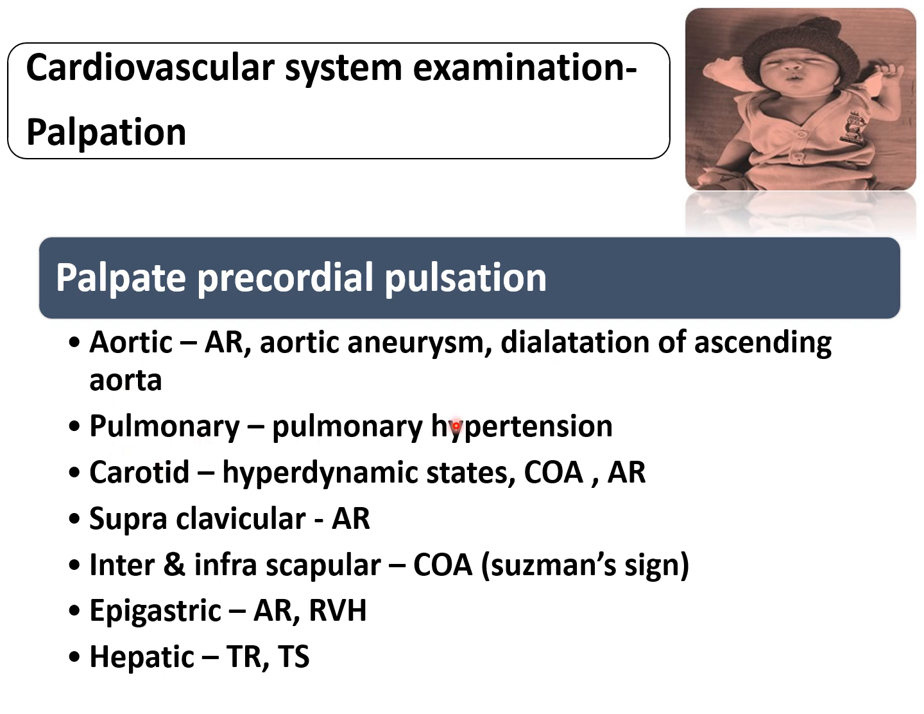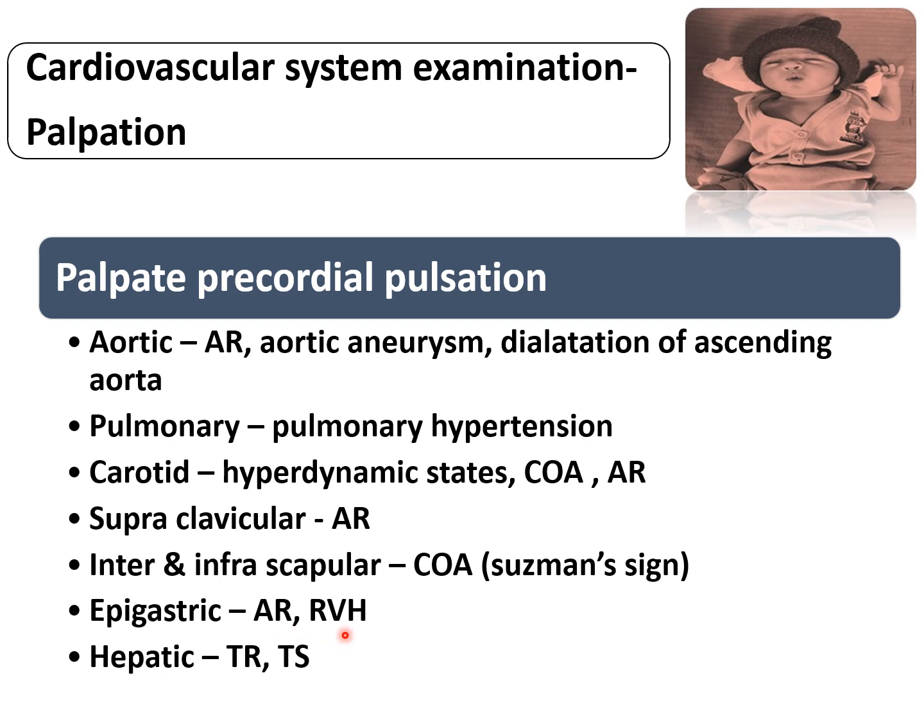In the pulmonary area, because of pulmonary hypertension. In the carotid, because of hyperdynamic state or coarctation or AR. In the supraclavicular area, because of AR. In the inter-infrascapular area, in coarctation of aorta, known as Suzman sign. In the epigastric area, because of AR and right ventricular hypertrophy.